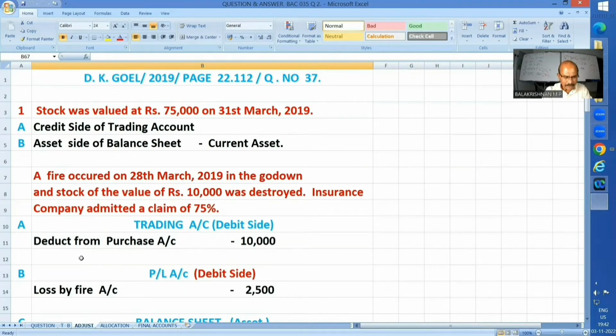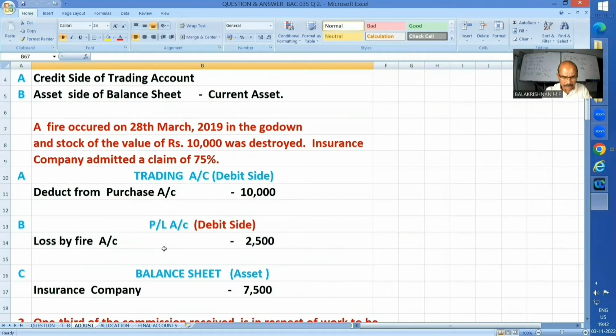So deduct from purchases in the trading account rupees 10,000. That is the cost of the goods destroyed. And it has to be correspondingly reflected, adjusted into other sections. Profit and loss account to the extent of net loss, that is 2,500. We got 25% we lost. 75% the insurance company has admitted as claim. So that will be in the balance sheet.